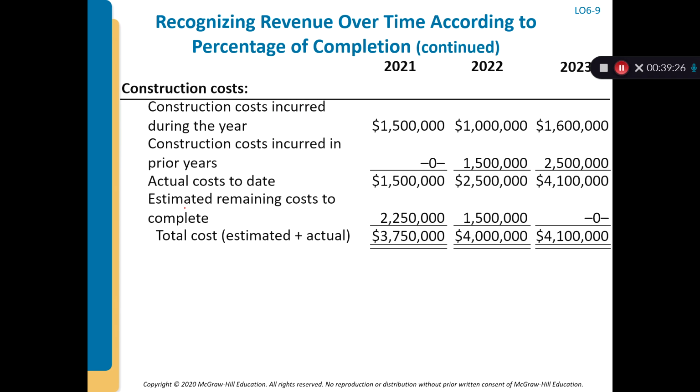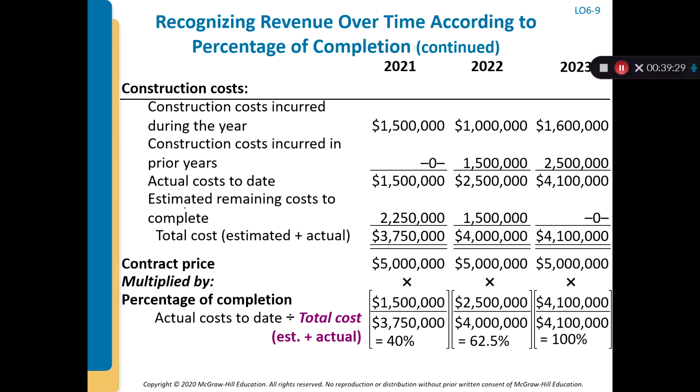Okay. So, same example. Remember the construction cost is 1.5 million. Construction incurred in the prior period is 0. The actual cost is 1.5. The estimated remaining cost as at the end of year one is 2.25. So the total cost here, estimated plus actual, is 3.75. The contract price is 5 million, right? Transaction price is 5 million.